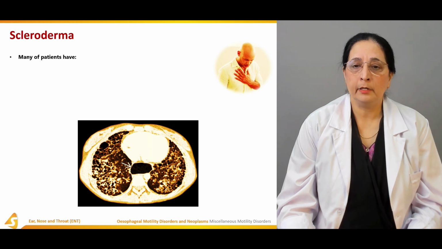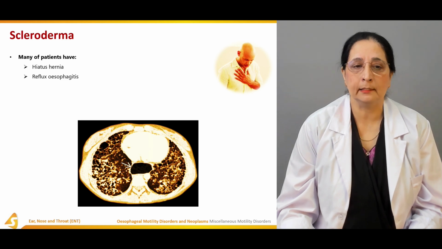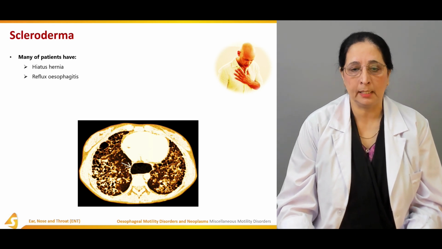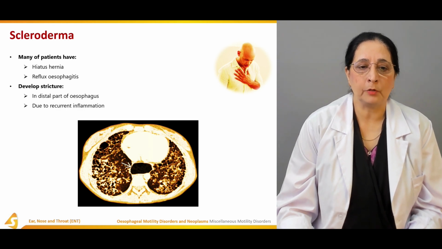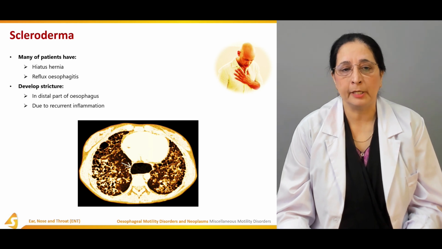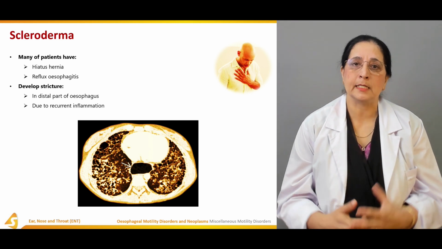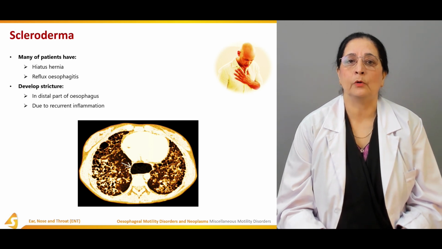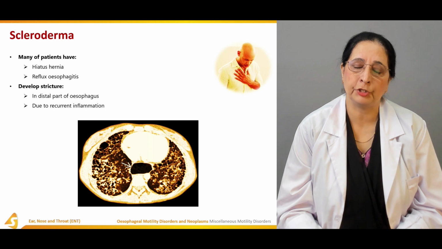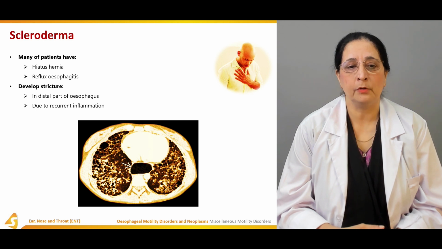In scleroderma, many patients will have hiatus hernia and reflux esophagitis associated with it. They develop stricture in the distal part of the esophagus due to recurrent inflammation. So as I mentioned, strictures are very common in this because of reflux esophagitis, constant irritation of the lower part of the esophagus, that can cause stricture formation that can further contribute to the dysphagia and odynophagia.